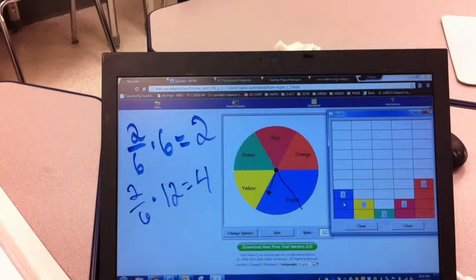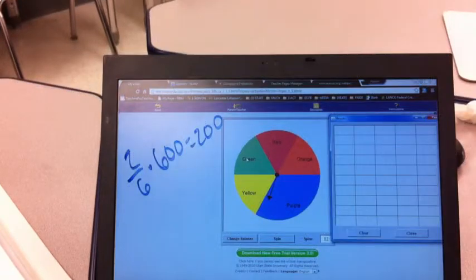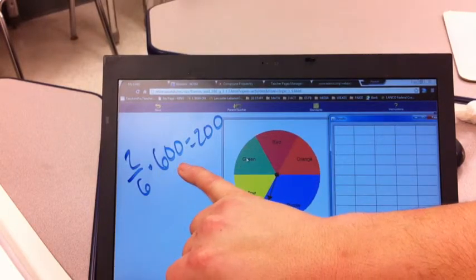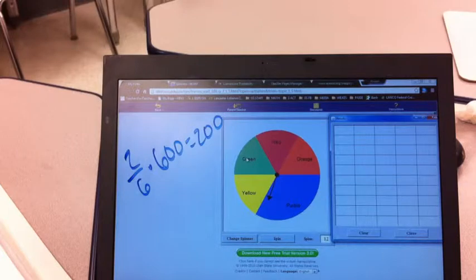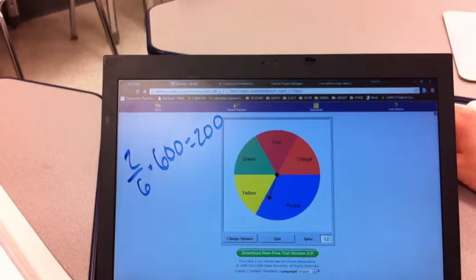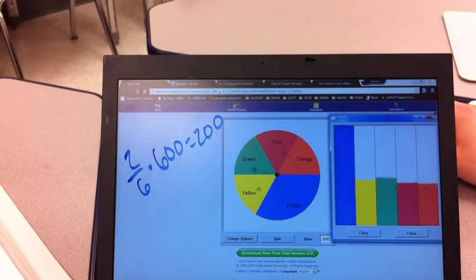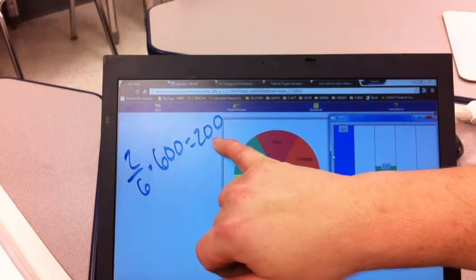Let's try a higher number, see what happens. Okay, same idea. This time we're going to do 600 spins. Same probability, 2 out of 6, multiplied by the number of trials, 600, and I should get 200. So let's change this to 600. Now it's hard to see, but this number up here is 201. That's pretty close to exactly getting what I want.